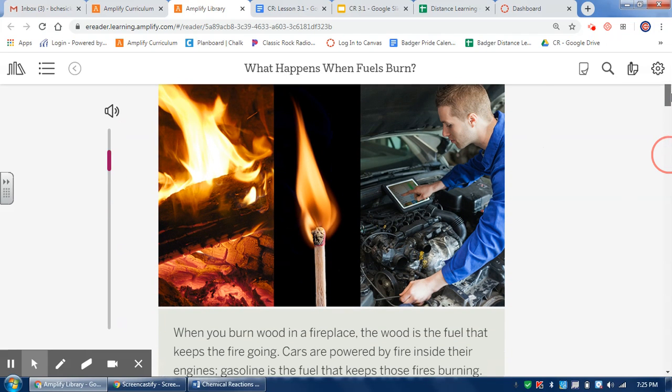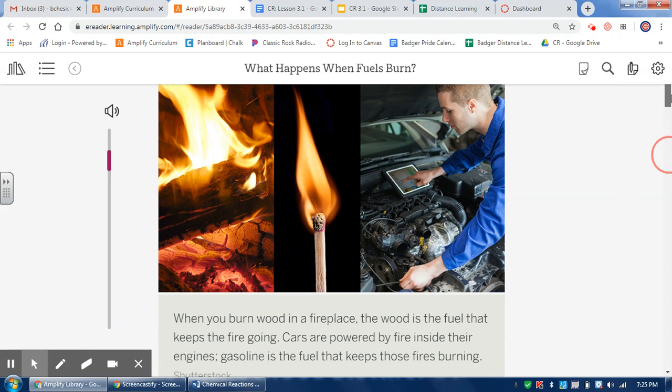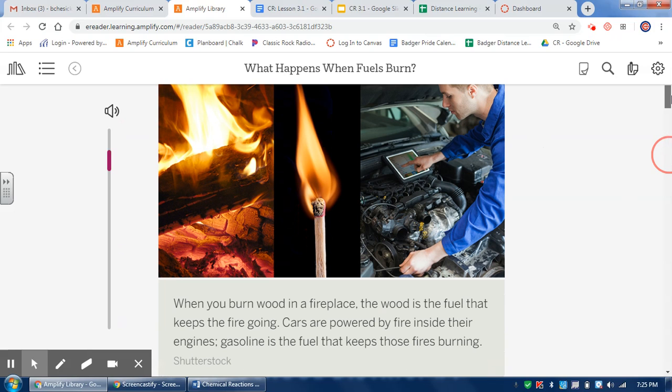Okay, we're going to look at the picture real quickly, and I'm going to read the caption. When you burn wood in a fireplace, the wood is the fuel that keeps the fire going. Cars are powered by fire inside their engines. Gasoline is the fuel that helps those fires keep burning.